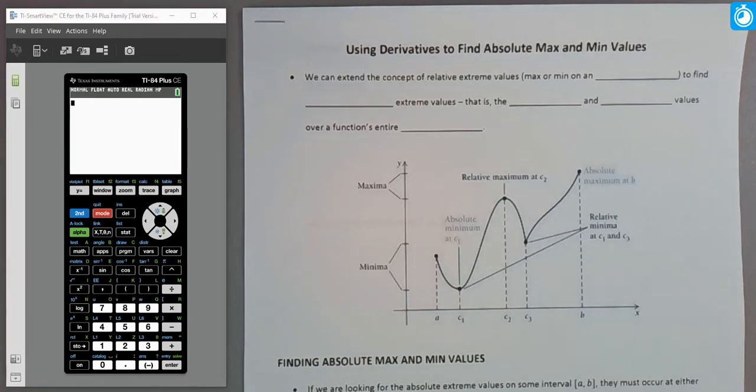In this video, we're going to take what we've learned so far about the first and second derivative tests and finding maximum and minimum values to find what we refer to as absolute maximum and minimum values. So when we talked about the first and second derivative tests, we found max and min values. Keep in mind we were finding relative max and min values.